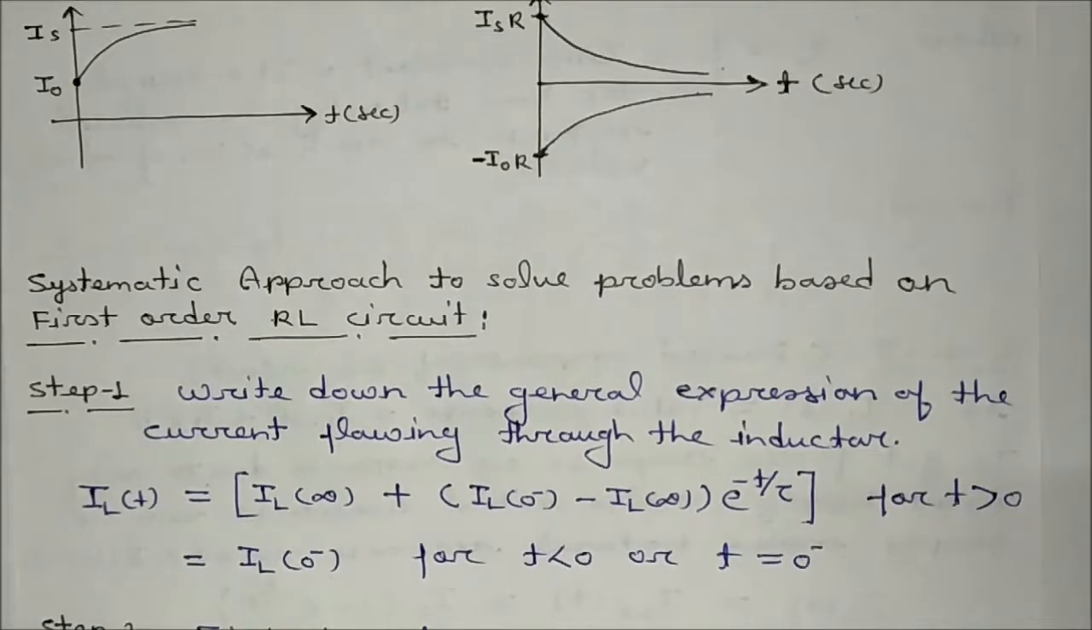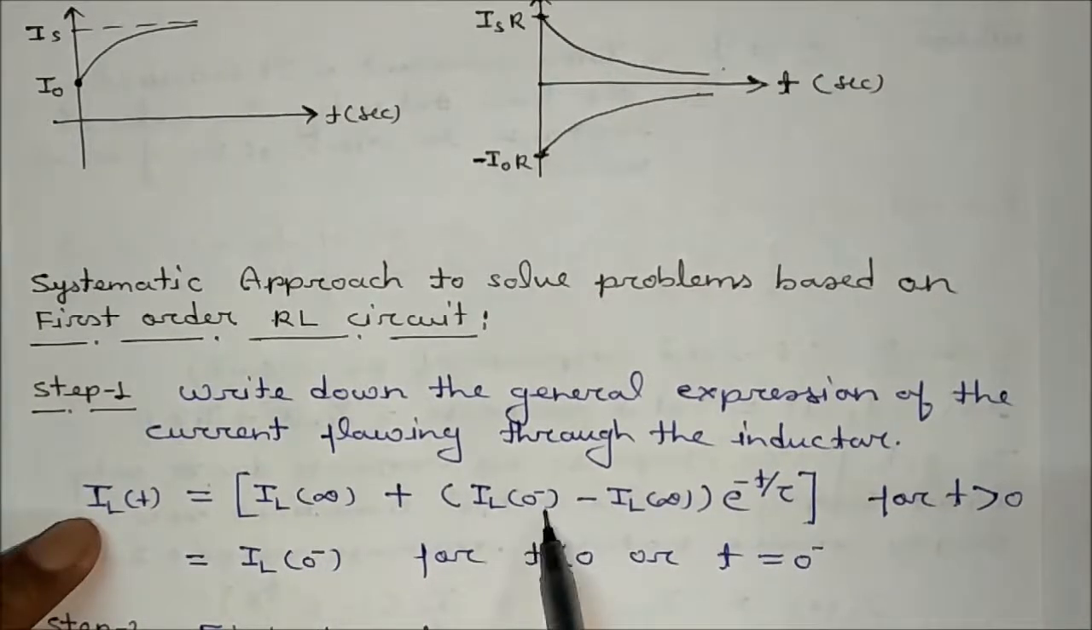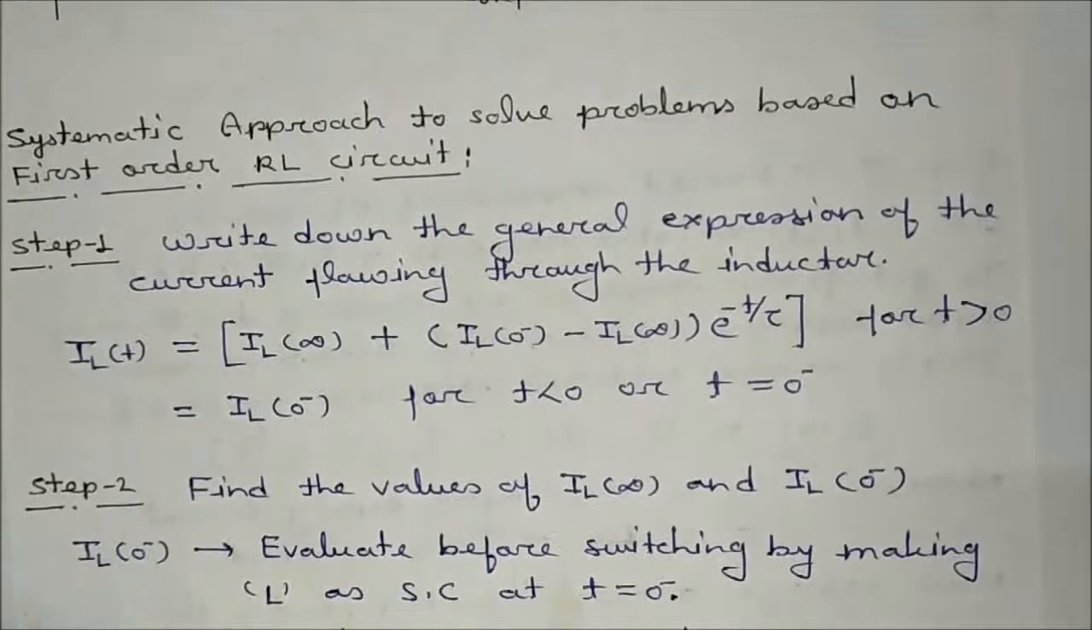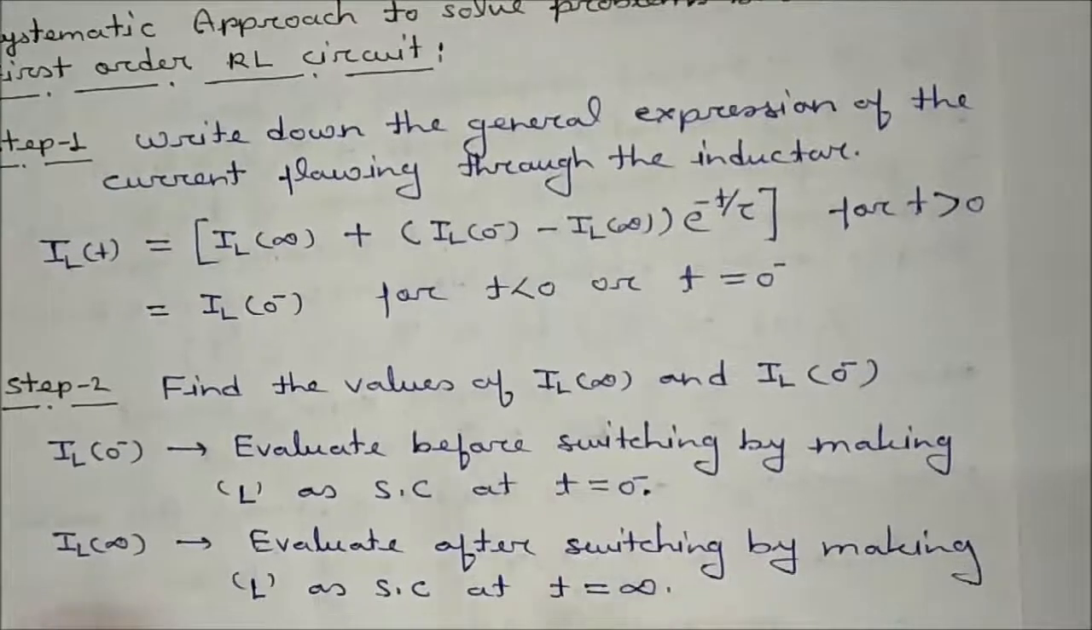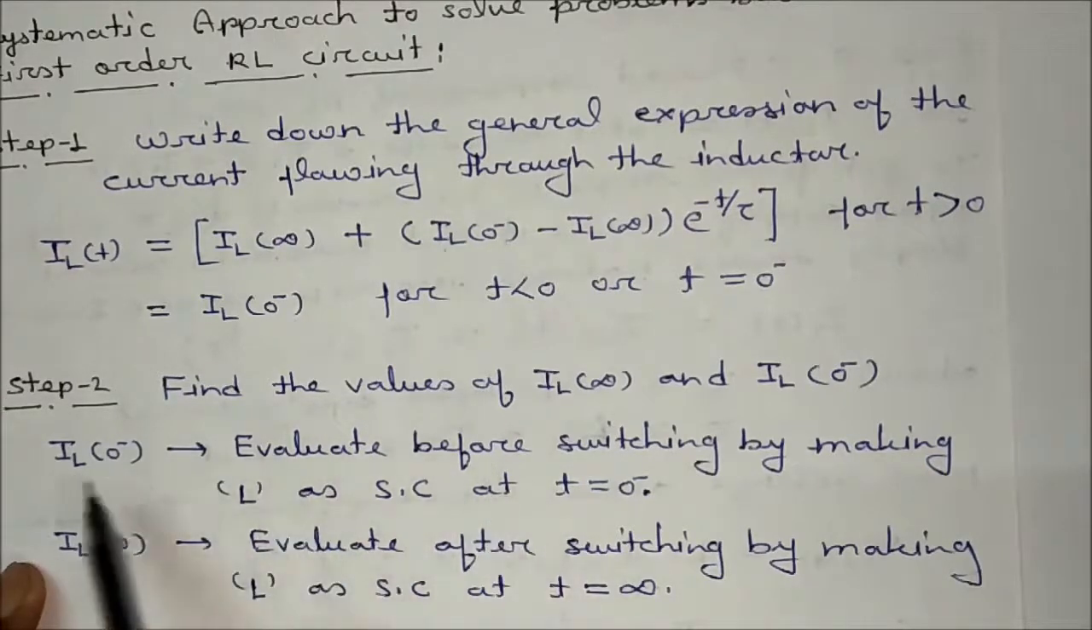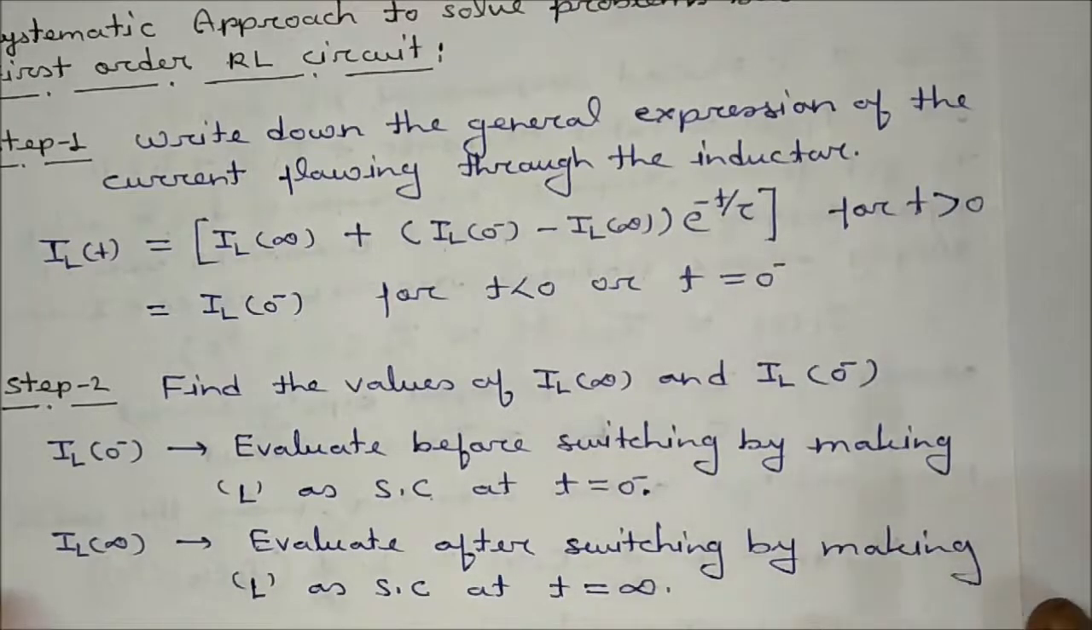Next, what we found in case of the RC circuit, vC(0-) and vC(∞). Similarly here, in the next step, we have to evaluate iL(0-) and iL(∞). But when we were doing the RC circuit, C was replaced with an open circuit in both conditions. Here, while evaluating iL(0-), it is calculated before switching, and L must be short circuited. Similarly, iL(∞) is calculated after switching, with L as a short circuit, and t equal to infinity.